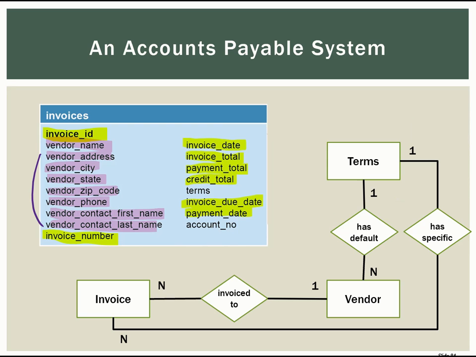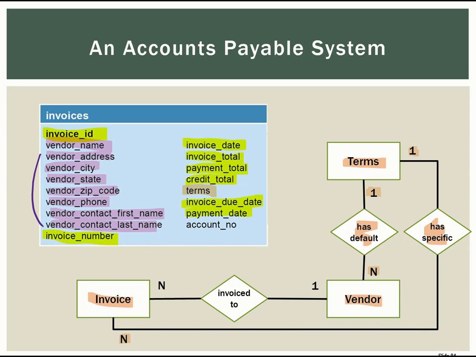When you read the example in the book, it talks about these terms, and it implies that the terms can be applied to an invoice, and so each invoice can have a set of specific terms. And a set of terms can be reused for different invoices, so that's why you have the multiplicity of n on this side. But then they also say that vendors themselves can have default terms. So a vendor will have one set of default terms, but that set of default terms can apply to multiple vendors.